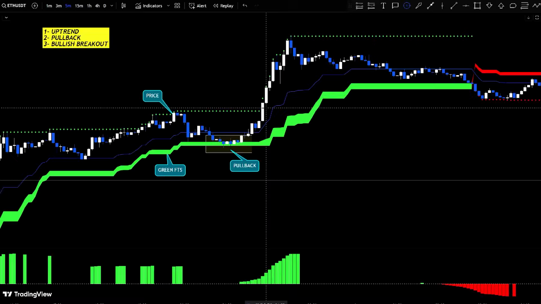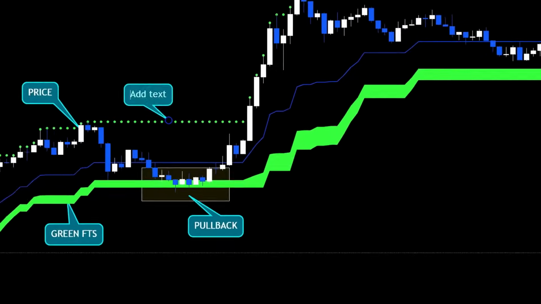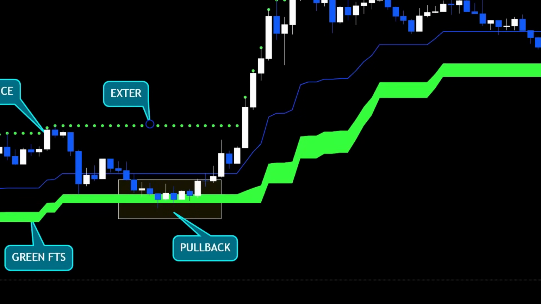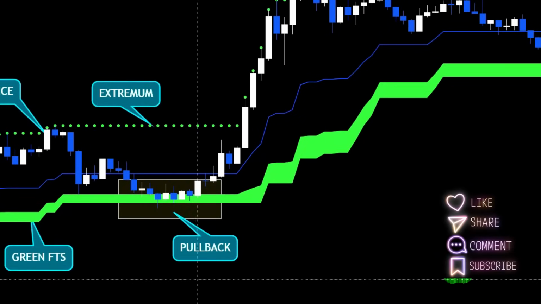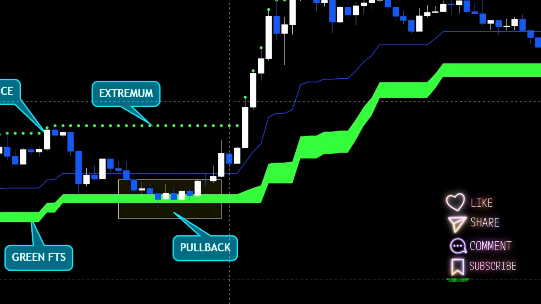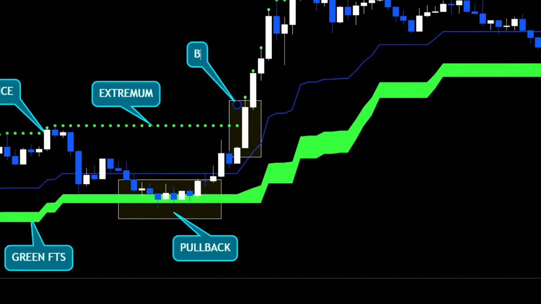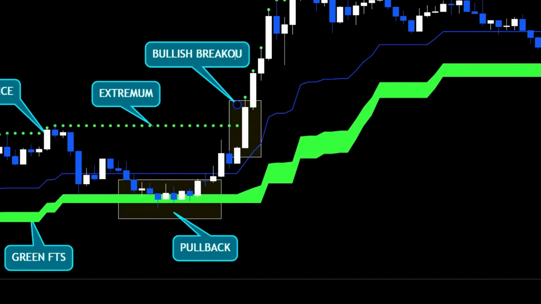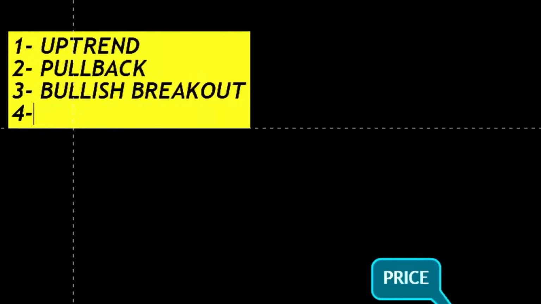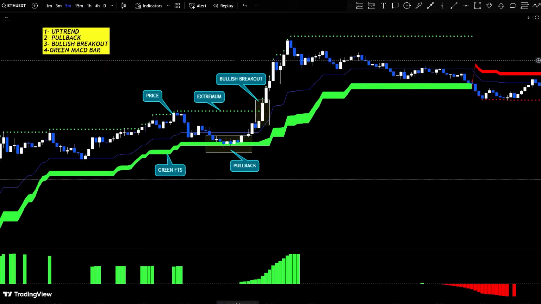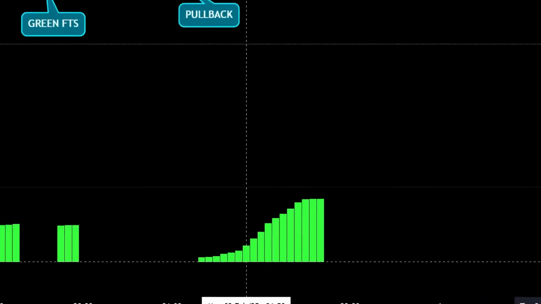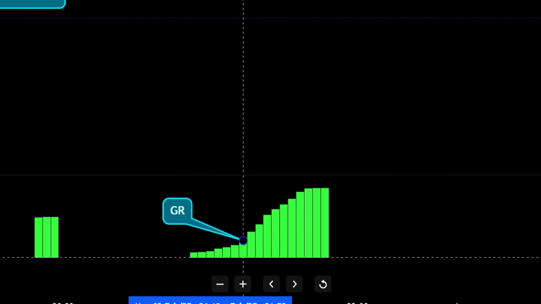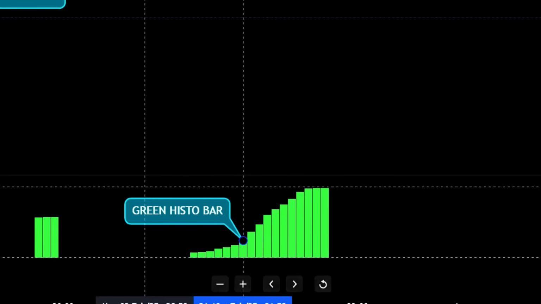Next, we look for those exclamation dots. They form a sort of line on the chart. We need to see a bullish breakout above that line. This signifies that the pullback is likely over and the uptrend is resuming. This is where our custom MACD comes in for confirmation. We want to see a green histogram bar on the MACD. This green bar confirms the bullish momentum and gives us the confidence to enter the trade.